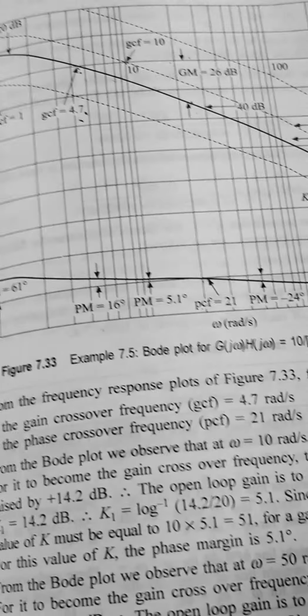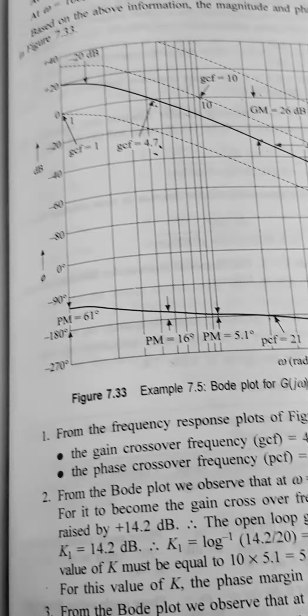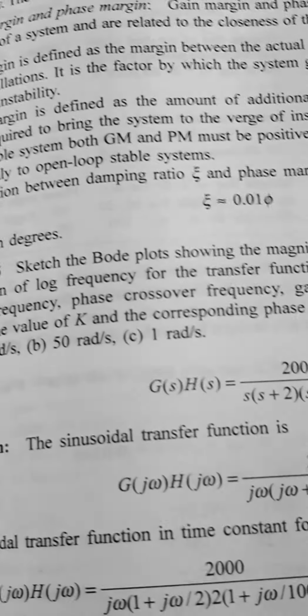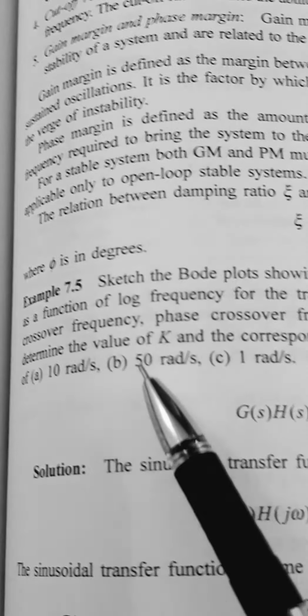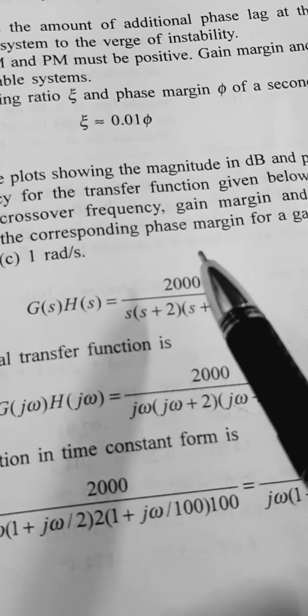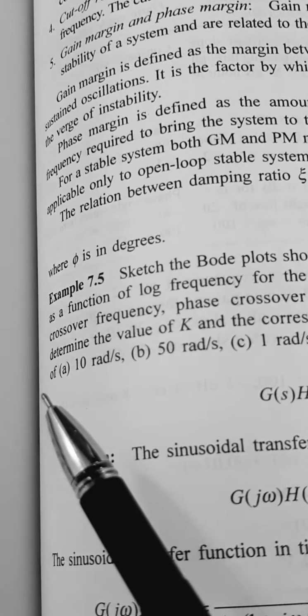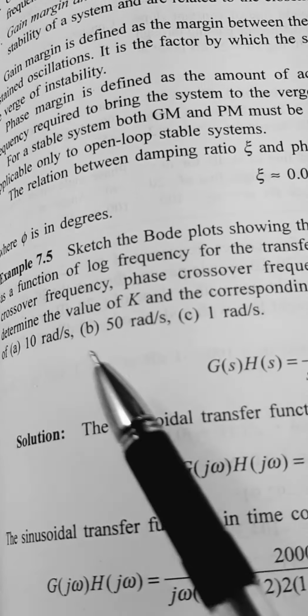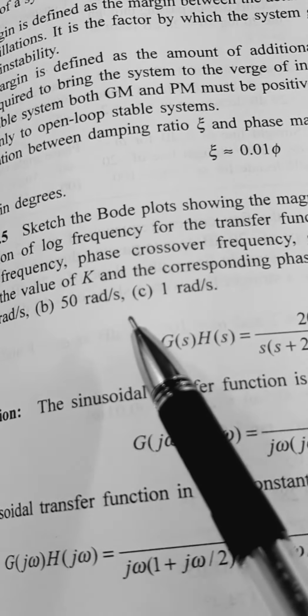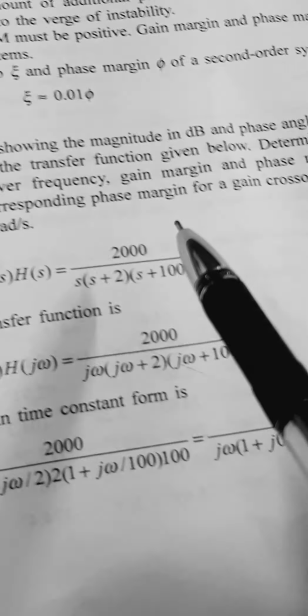Now, the second part, the other part of the question: also determine the value of K and the corresponding phase margin for the gain crossover frequency of 10 radians per second, 15 radians per second, and 1 radian per second.